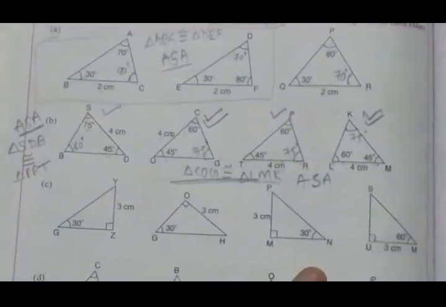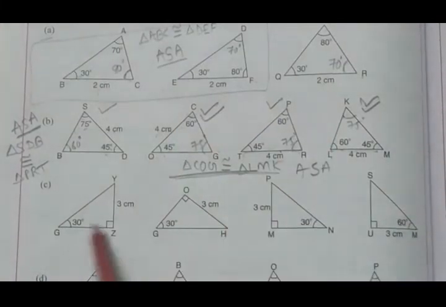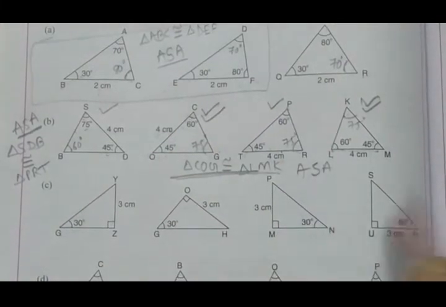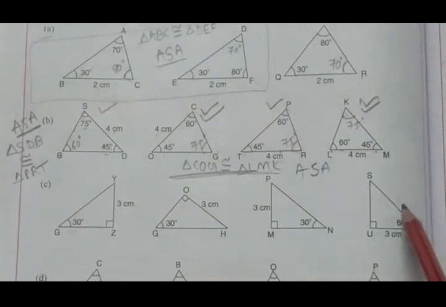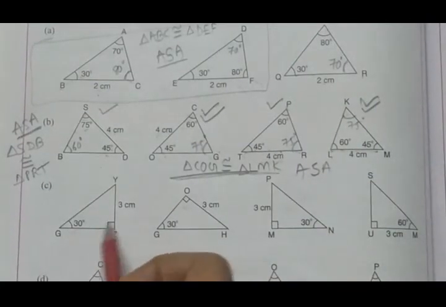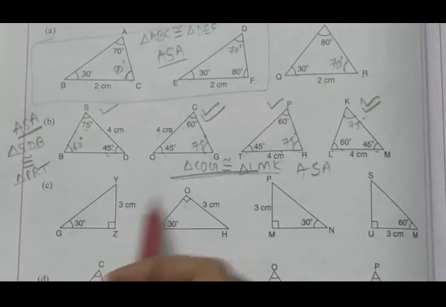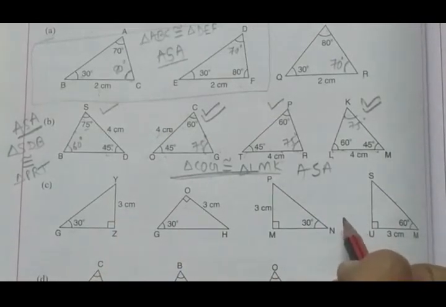Now if you notice this example, all are right angles: 90 degree, 90 degree, 90 degree, 90 degree. And do we see their hypotenuse given? No. Here also the hypotenuse is not given. And one more thing we can check: one side is given, 3 centimeter, 3 centimeter, 3 centimeter.